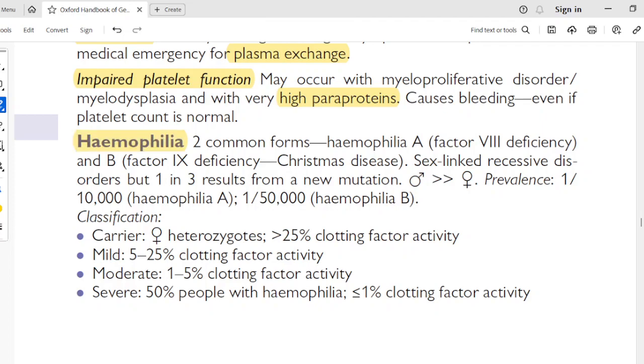Hemophilias. Two common forms exist. Hemophilia A, factor 8 deficiency, and hemophilia B, factor 9 deficiency, or Christmas disease. Sex-linked recessive disorders, but 1 in 3 results from new mutation. So males more than females.